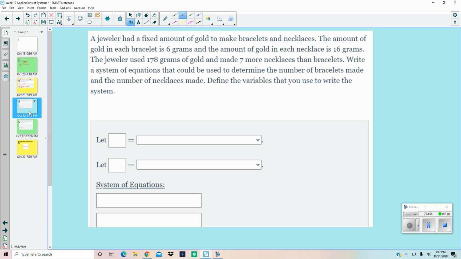A jeweler had a fixed amount of gold to make bracelets and necklaces. So this is telling me I'm going to have two different types of items. The amount of gold in each bracelet is 6 grams. The amount of gold in each necklace is 16 grams. The total the jeweler used is 178 grams. And then we know that he made 7 more necklaces than bracelets.